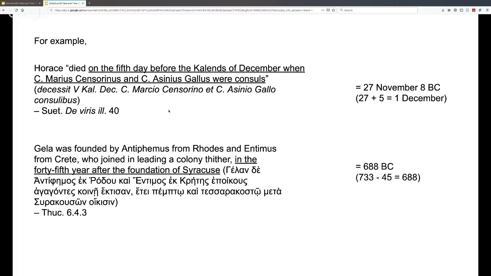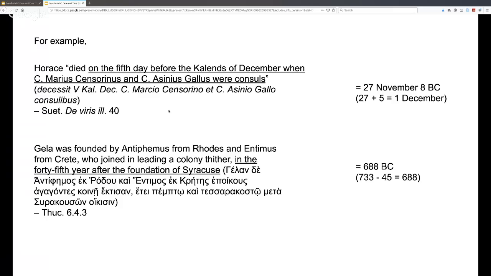The first one is about the death of Horus, and in this sentence we have this expression: Horus died on the 5th day before the calends of December. And here, in order to get a date, we have to calculate 5 days before the calends of December, which is the first day of the month. And this calculation is inclusive because we have to count the 1st and the 5th day. And here you can see basically the solution.